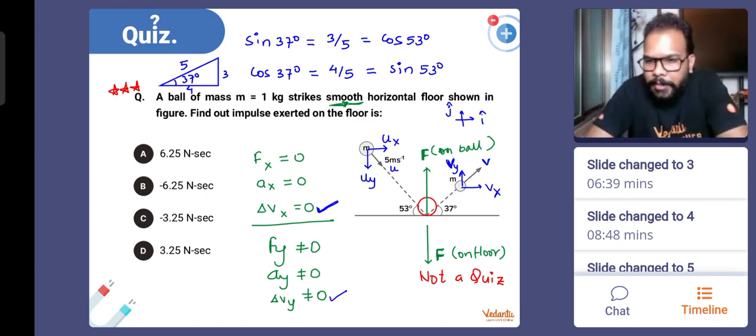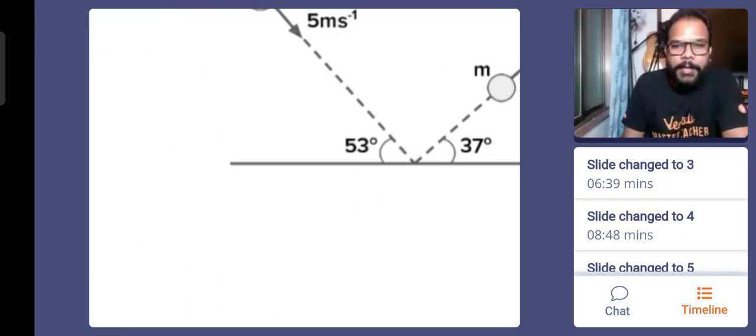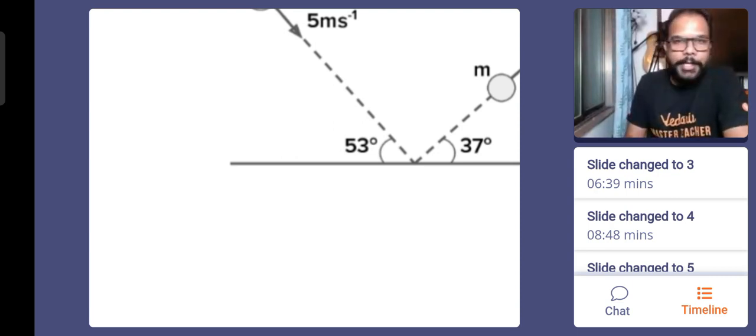Sir, 5 meter per second will be the resultant vector. Yes, 5 meter per second, it has been resolved into ux and uy, right, Vihan? Okay, let's go, guys. Now we'll find out. Now switching off the chart so that you pay attention to the screen.